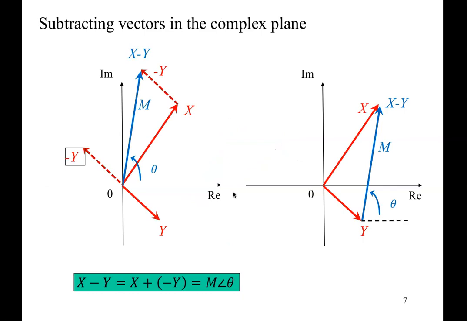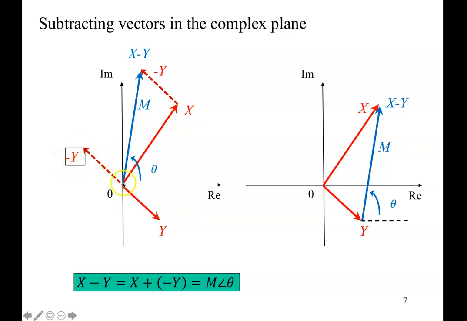Subtraction is slightly more complex, but once you work it out, it's not that difficult. So consider X minus Y. This is my X, this is my Y. X minus Y is the same as X plus negative Y. Negative Y is opposite to Y graphically. So I'm going to draw a line opposite to this Y, and then I'm going to add X to the negative Y.